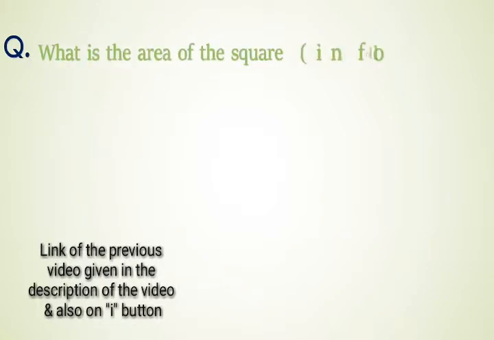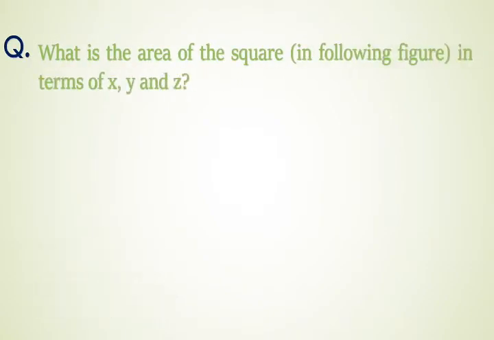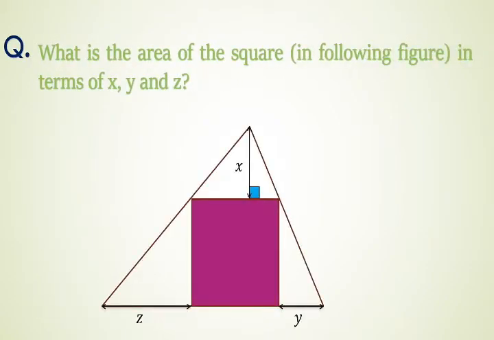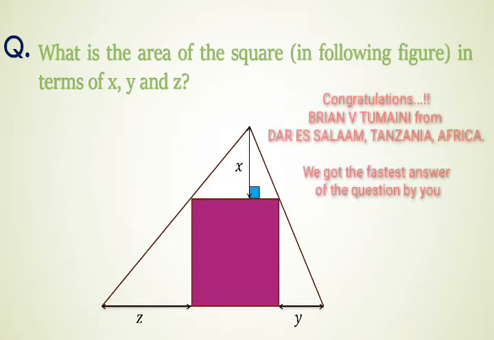Here is our previous question. What is the area of the square in the following figure in terms of x, y and z? Here we have a square inscribed inside a triangle. Base of the square is on the base of the triangle and two of its vertices are touching another two sides of the triangle. Some of the measurements are given as x, y and z. We have to calculate the area of the square in terms of x, y and z.